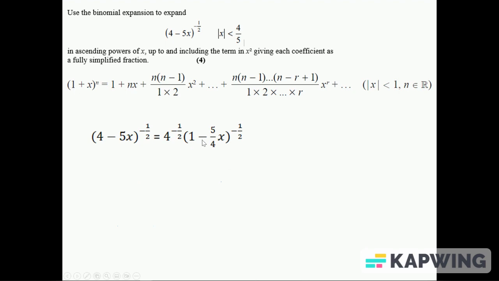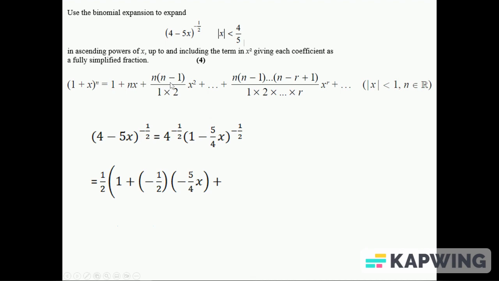I've got 1. I've got minus, but it's okay. Our x really is minus 5 over 4x, and our n is minus a half. So stick it in the formula. First term 1, but 4 to the minus half first, of course, is 1 over 2. It's negative, so it's 1 over 4 to the half. So that's just a half. And then I've got to do the binomial expansion on this. First term's 1, second term is n times x, so it's a minus a half times minus 5 over 4x.